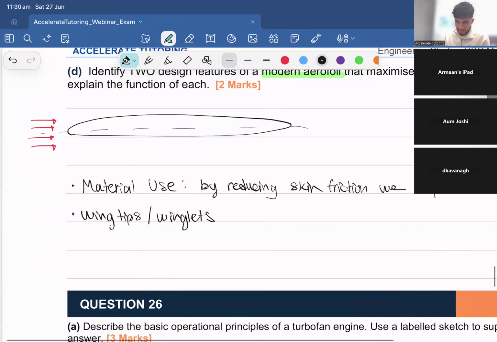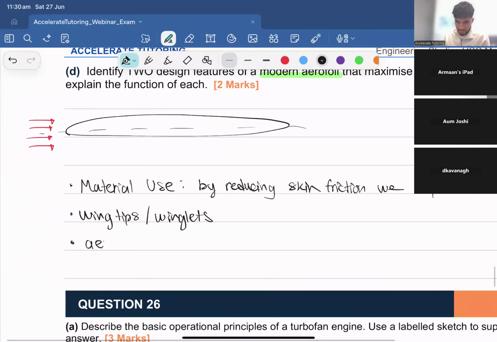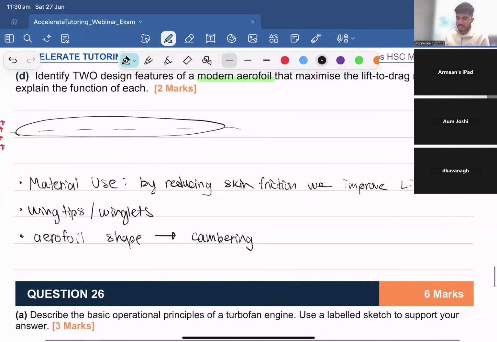Yes, fantastic. Thank you. That's what I was looking for. Airfoil shape is what I specifically was looking at, and this is something called cambering. Now, they do not teach you this in the standard Year 12 syllabus. That's what I mean that sometimes they ask questions.